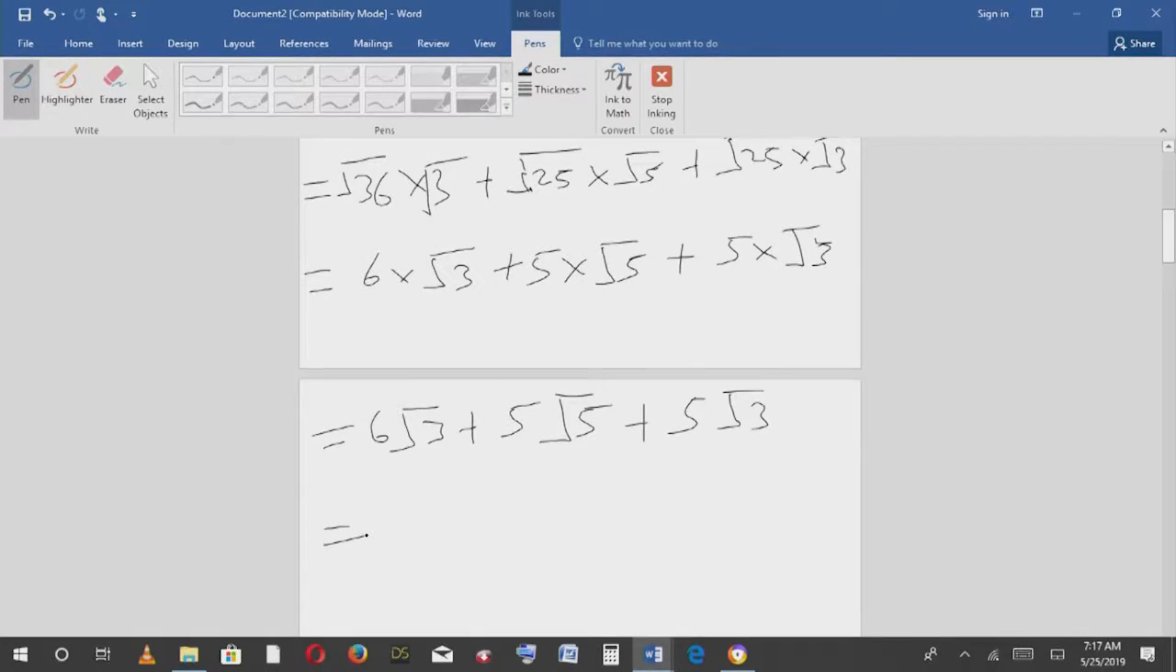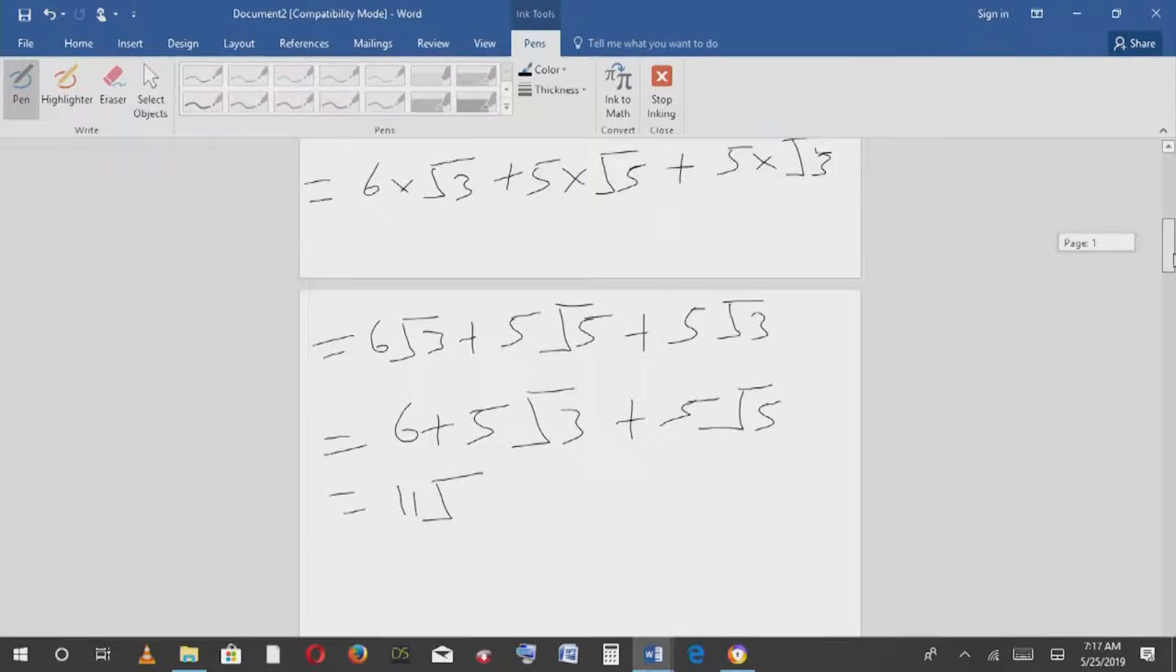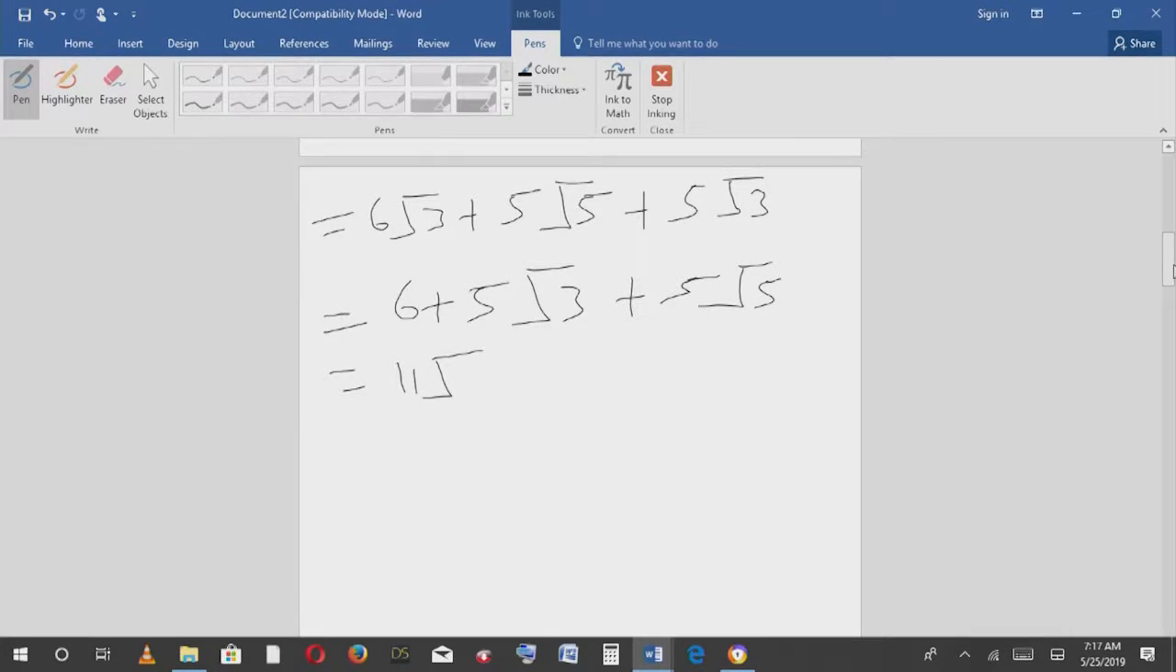So we have 6 plus 5, okay, root 3 plus 5 root 5. So this gives us what? 6 plus 5 gives us 11. Gives us 11 root 3 plus 5 root 5. Okay, so that gives us a final answer. The final answer there says what? 11 root 3 plus 5 root 5. Okay.